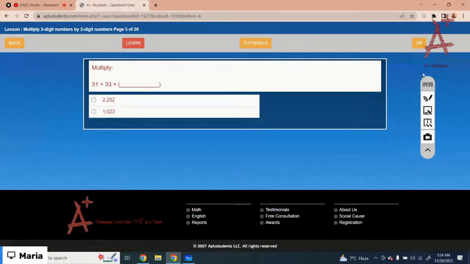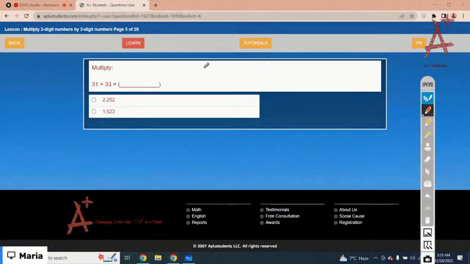Okay, next one is 33 times 31. So let's just do 33 times 31. 1 times 3 is 3 and 1 times 3 is 3. Now we're going to start writing the numbers right below the tens. 3 times 3 is 9 and 3 times 3 is 9. 3 plus 0 is 3.